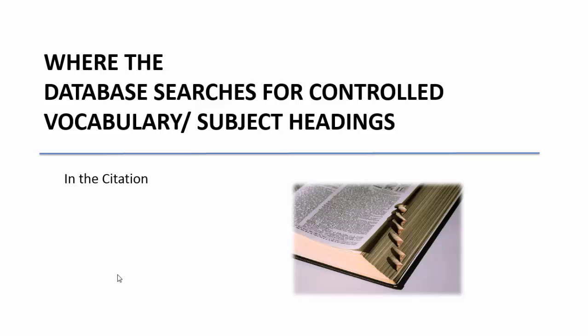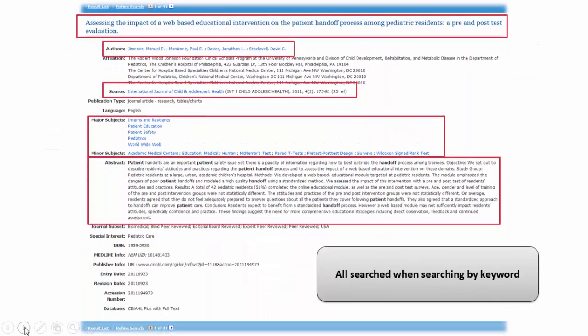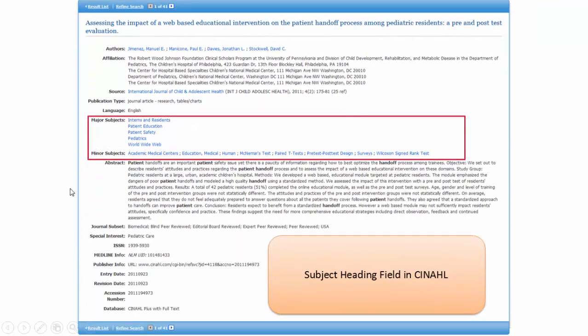Another reason that subject headings or controlled vocabulary allow you to be more focused is that when you're searching a database with subject headings, it does not search the entire citation. When you're searching with keywords, it does. As you can see here, when you're doing a regular search, such as one that you would do in, say, Google, where you just put in terms and see what happens, every field you see here in red gets searched. Whereas when you're searching with subject headings, what you'll find is that only the subject heading field is searched.